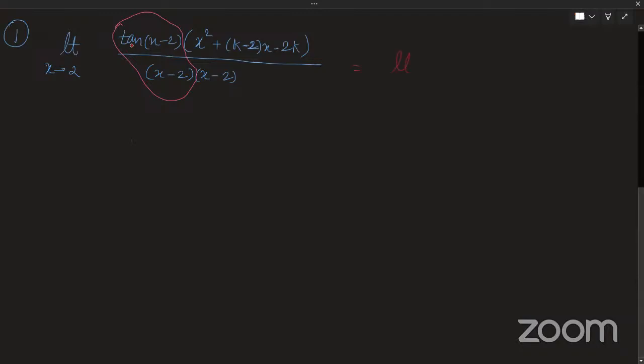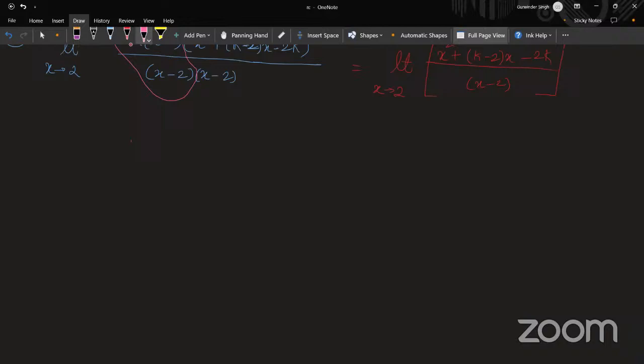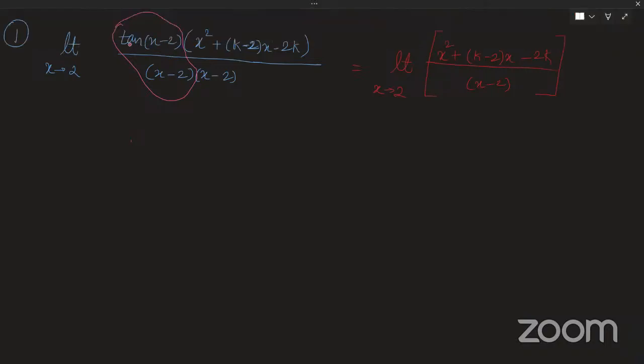So my overall limit changes to limit x tends to 2, x square plus k minus 2x minus 2k, whole divided by x minus 2. I did the same thing like this, sir. Okay, great, so you applied this. So again, what will you get?